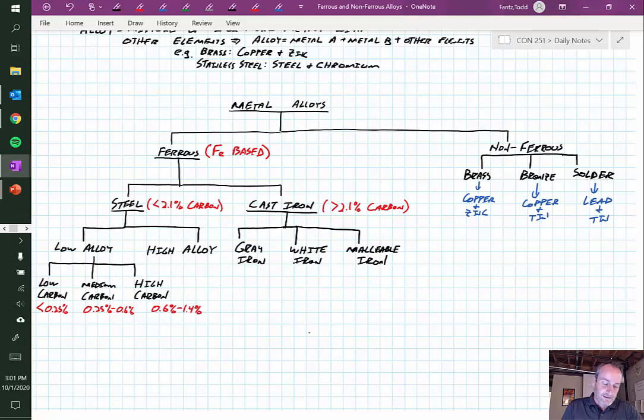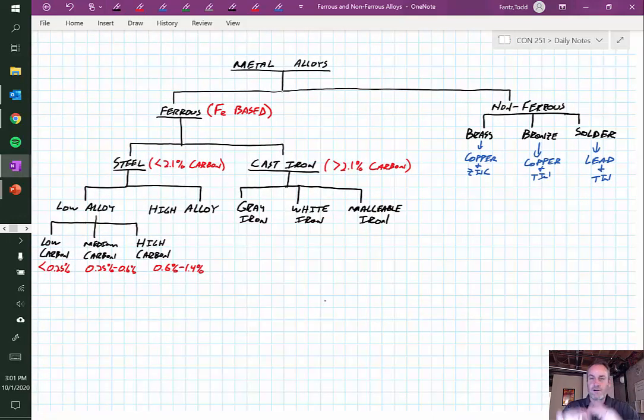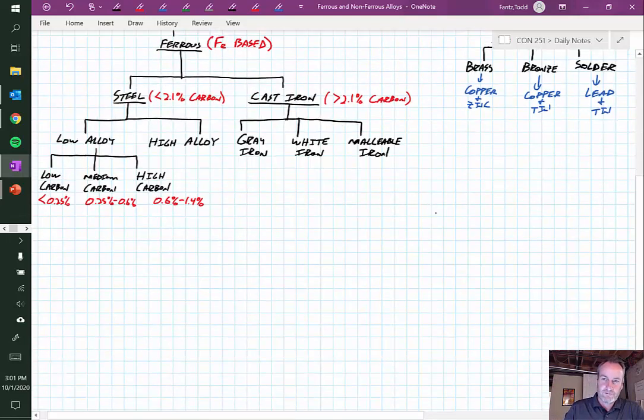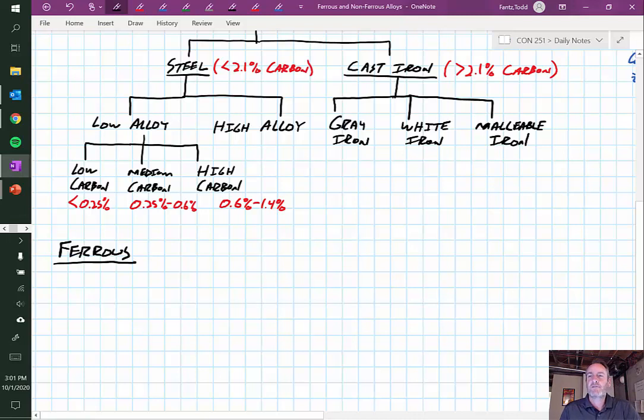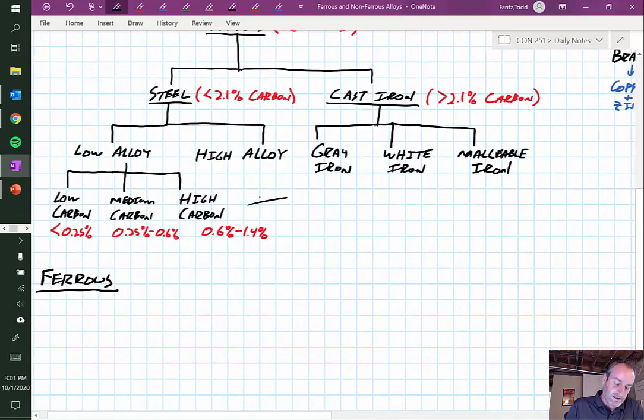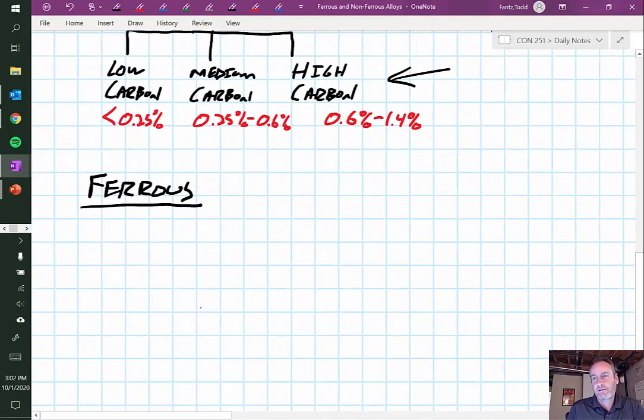So let's talk a little bit about characteristics of these metals now that we know the breakdown of where they're all coming from. So let's start on this ferrous side. And with this ferrous side, what I'm really concerned with is what's going on down at this final little category, low carbon, medium carbon, and high carbon, and how those actually react, or what are the characteristics. So let's start with a low carbon steel.